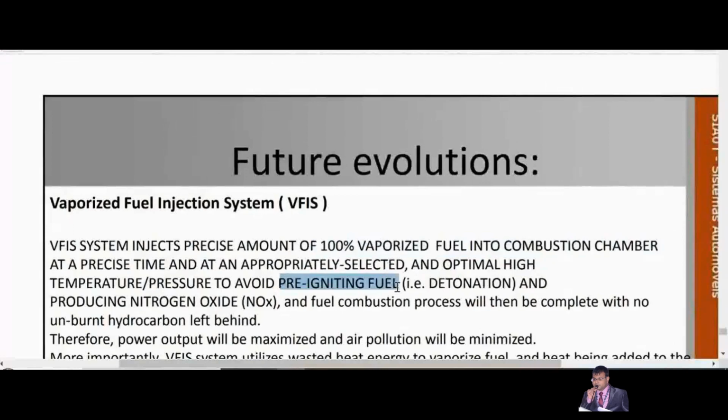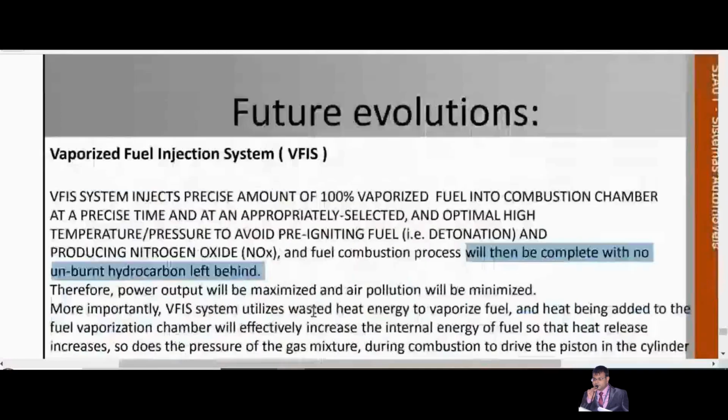So you are also going to avoid detonation, and you are not going to produce any NOx, and the combustion process is going to be complete with no unburned hydrocarbon left behind. Even in the case of GDI there is no hydrocarbon, but this process is much better than what we have for TGDI.